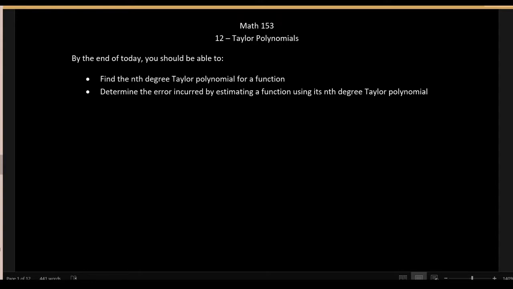Taylor polynomials are an extension of the idea of the linear approximation from calculus. So they can be used, just like the linear approximation, to get an estimate for the value of a function. By the end of today, we should be able to find the nth degree Taylor polynomial for a function, and we should be able to get an idea of how far away that Taylor polynomial is from the actual value of the function at any point.